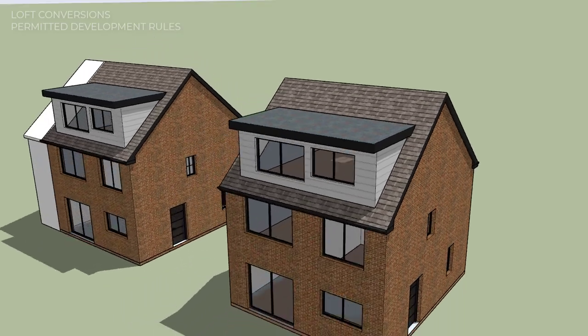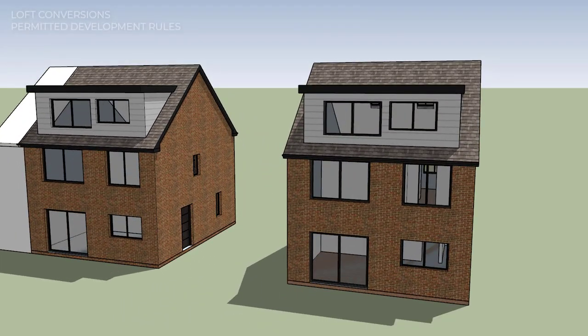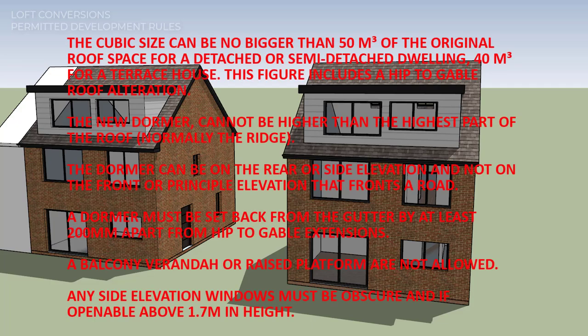So in summary, loft conversion requirements to comply with permitted development rights are as follows. The cubic size can be no bigger than 50 cubic metres of the original roof space for a detached or semi-detached house, and 40 cubic metres for a terrace house. This figure includes the hip to gable roof alteration. The new dormer cannot be higher than the highest part of the roof, normally the ridge.